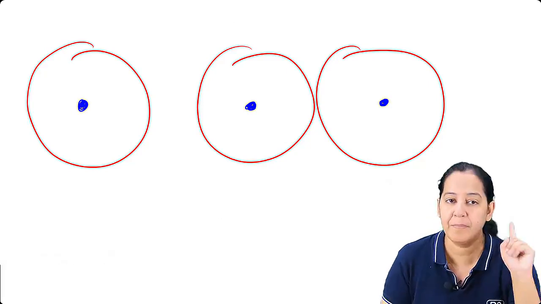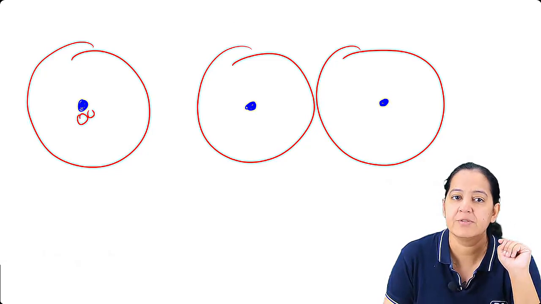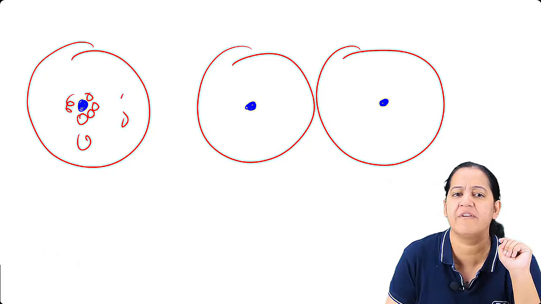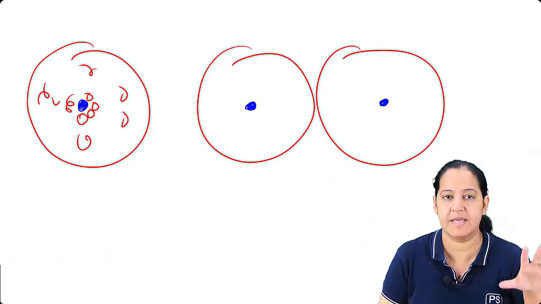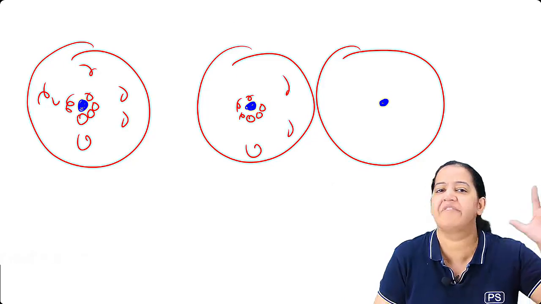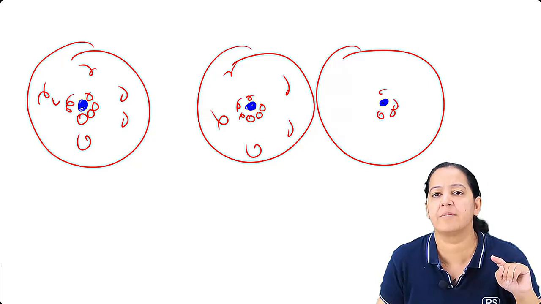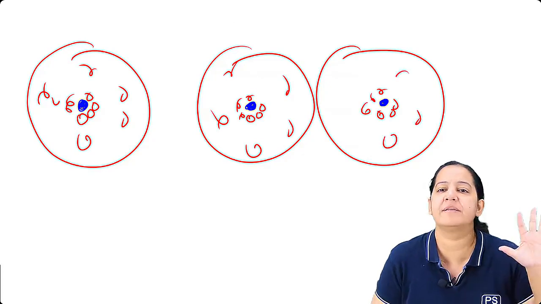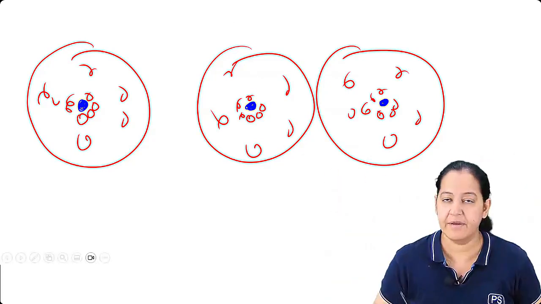I'm sorry. On blood agar, we have blood. Now we have RBCs. So these all are RBCs around the colony. Everywhere we have RBCs. I'm not drawing everywhere. I'm just drawing around the colonies. RBCs are everywhere because it is a blood agar. Now there are 3 possibilities.